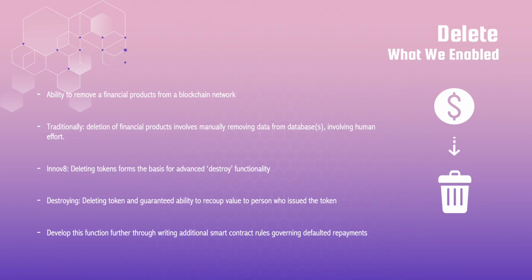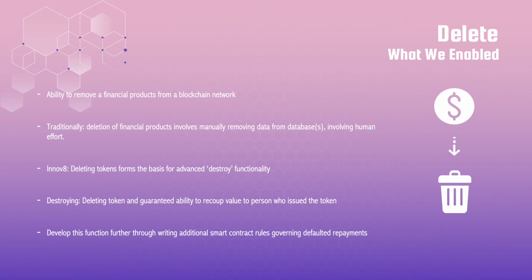As you can see from the last video, we've demonstrated the ability to remove a financial product from a blockchain network. But again, what does this mean? What does it enable? In traditional systems, the deletion of financial products involves manually removing data from the necessary disparate database or databases, involving human effort. The ability of the Innov8 system to delete tokens forms the basis for advanced destroy functionality.